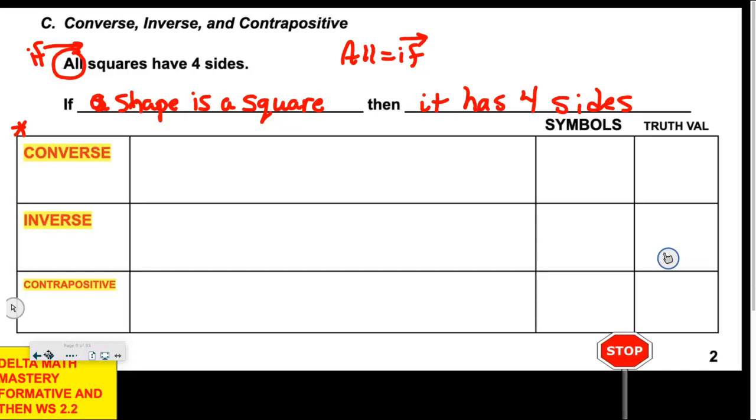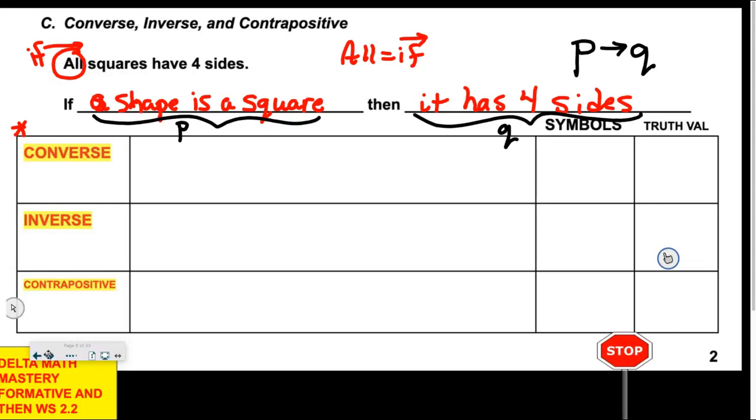The hypothesis follows the if. The conclusion follows the then. If I were to use symbols, this would be called the P. This would be called the Q. And if I had to write that statement with symbols, I'd say P implies Q. If P, if a shape is a square, then Q, it has 4 sides. So now we're going to do 3 mix-ups of that statement.